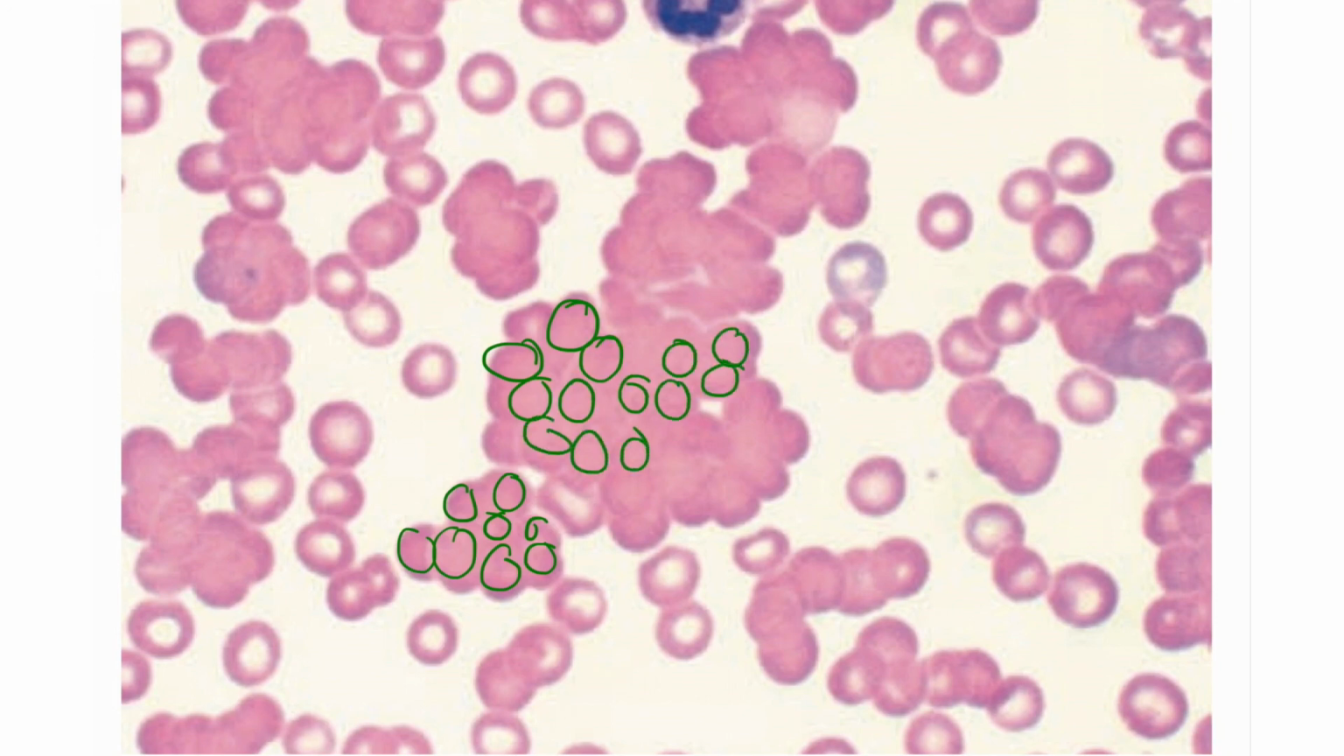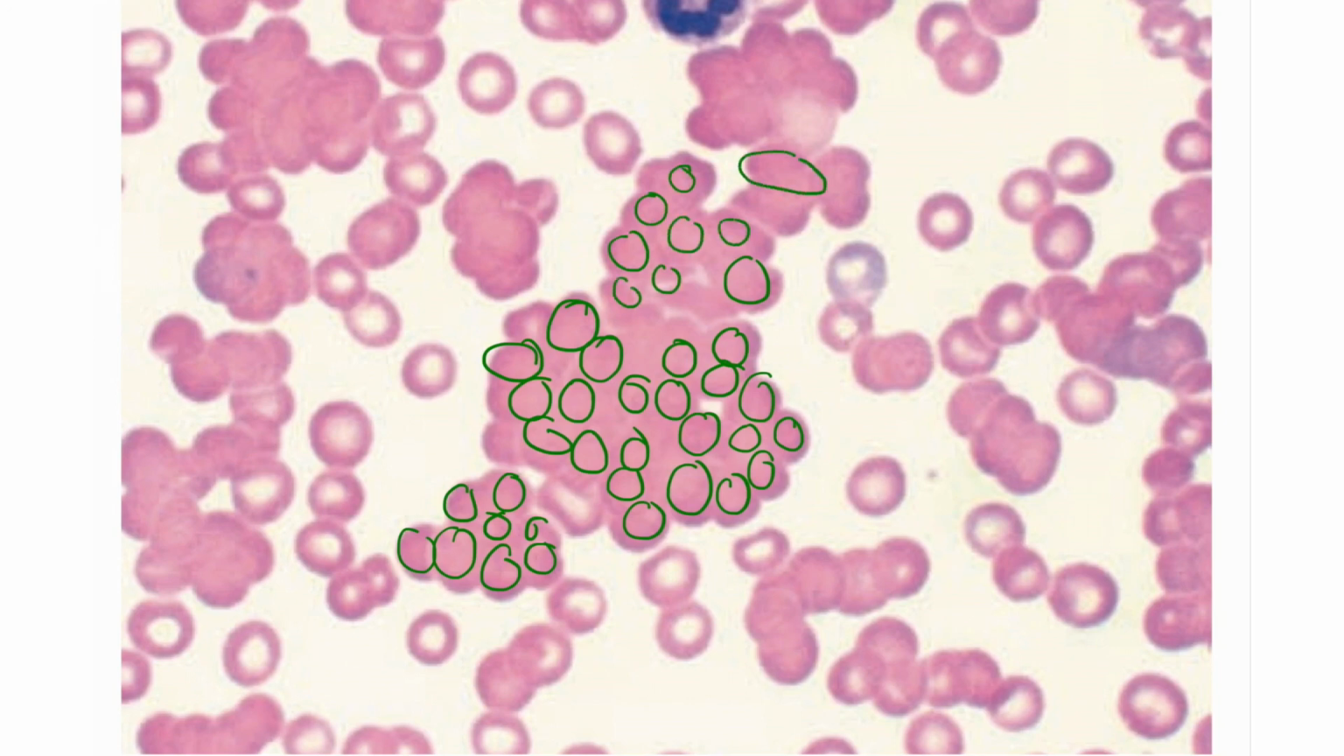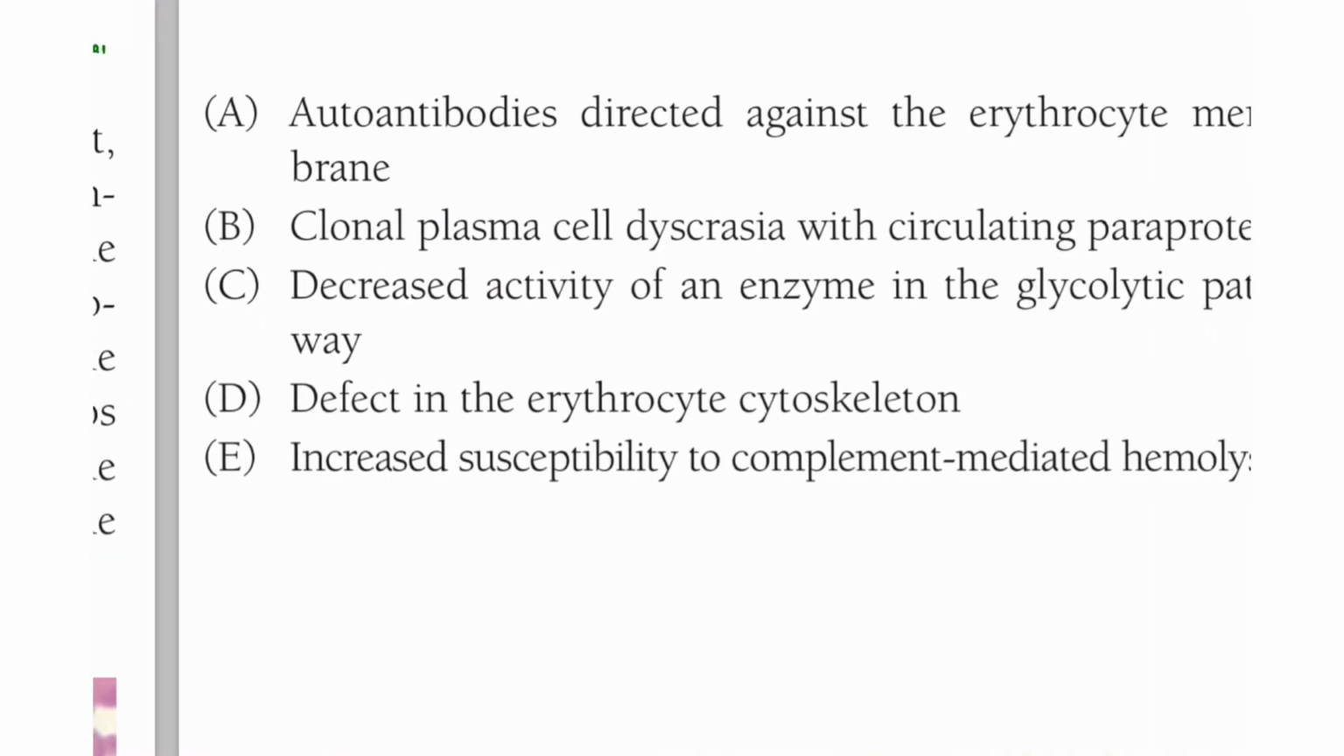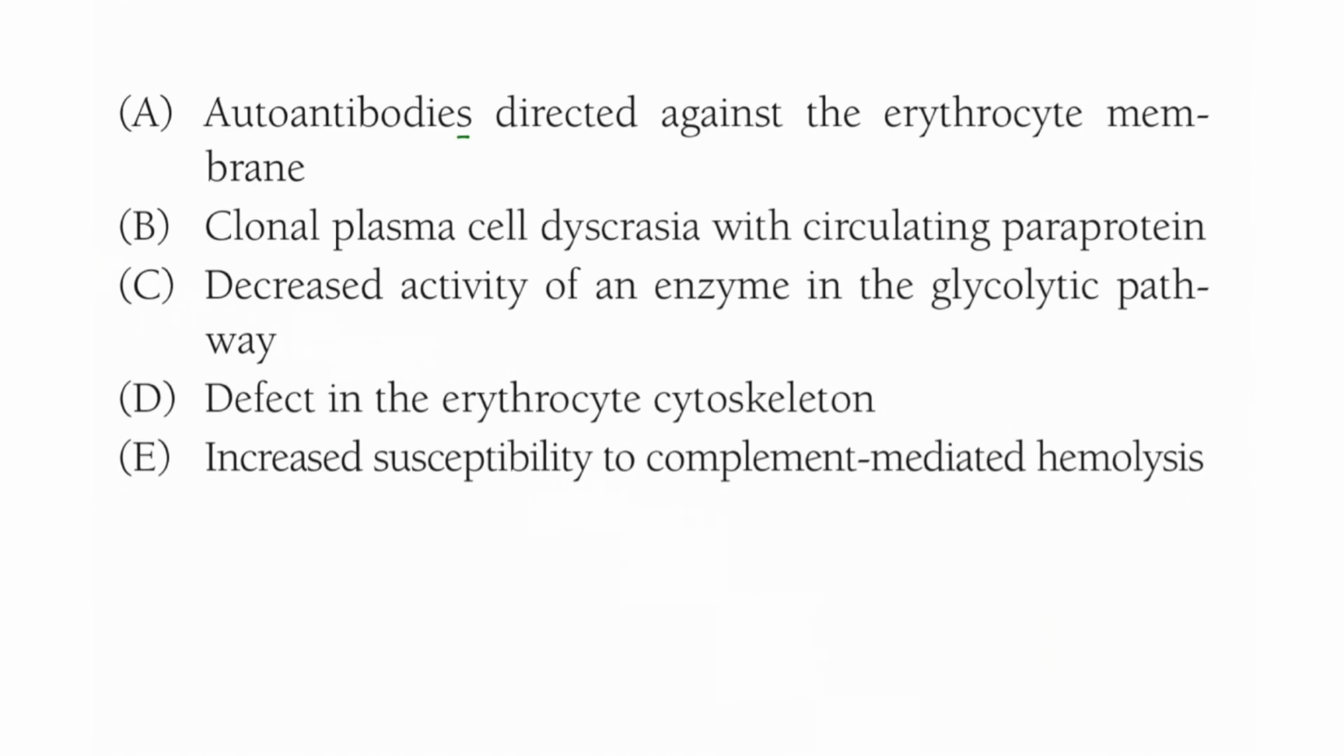So the most likely diagnosis from the patient history: he has a past medical history of infectious mononucleosis, and after a while he developed acrocyanosis, and the peripheral blood smear reveals the presence of agglutination. So the most likely diagnosis is cold autoimmune hemolytic anemia. Now what is the cause of cold autoimmune hemolytic anemia, meaning the pathogenesis, among the options? Is it autoantibodies directed against the erythrocyte membrane? Correct, we have autoantibodies, mainly IgM, directed against the membrane of erythrocytes. So this is the correct option.